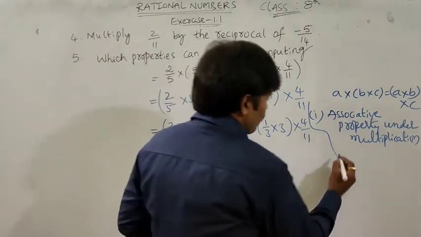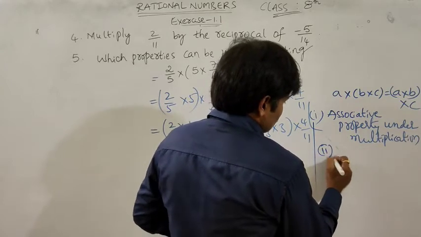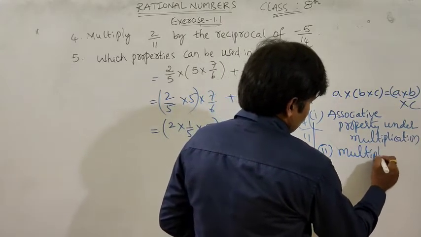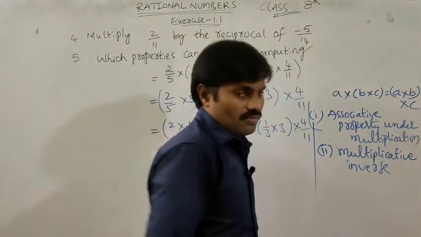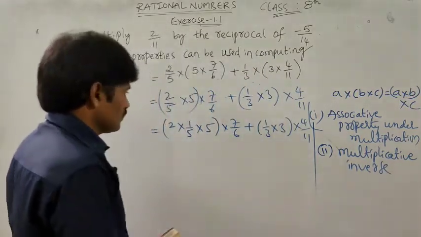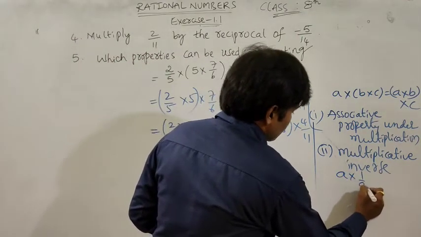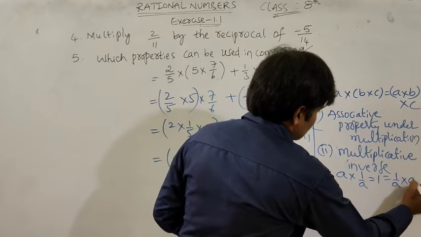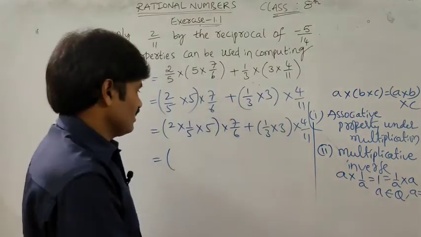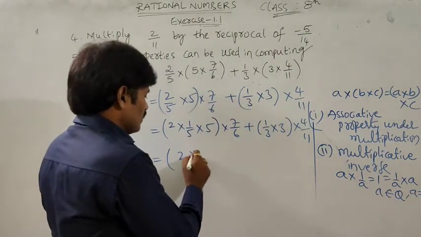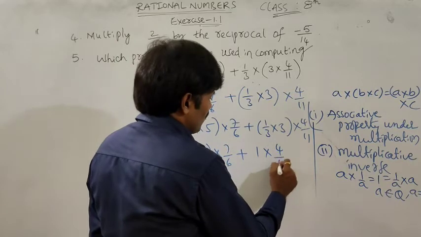So which property are we going to apply here? That is multiplicative inverse. One more property we are using here, multiplicative inverse. So what is that multiplicative inverse? a into 1 by a is equal to 1, is equal to 1 by a into a, where a is a rational number and is not equal to 0. Clear? So here 1/5 into 5 value how much? 1 into 7 by 6 plus 1/3 into 3 value 1 into 4 by 11.